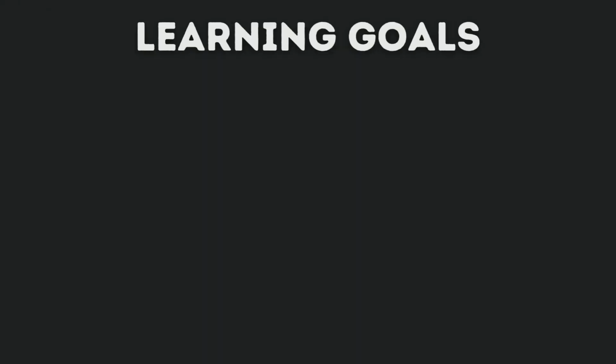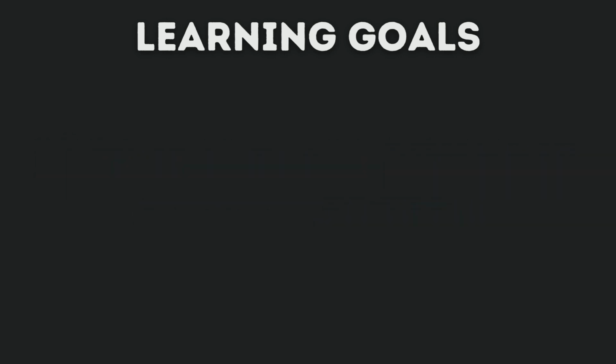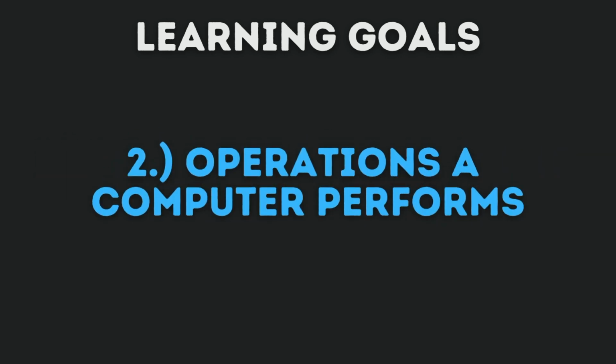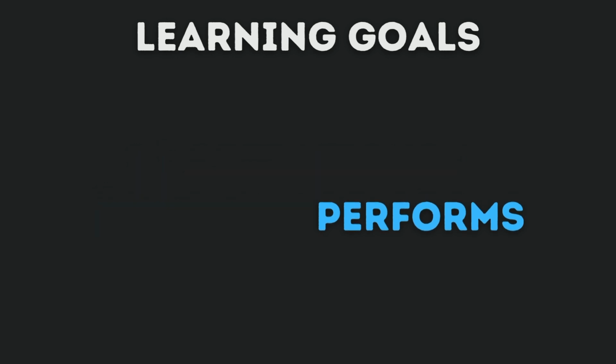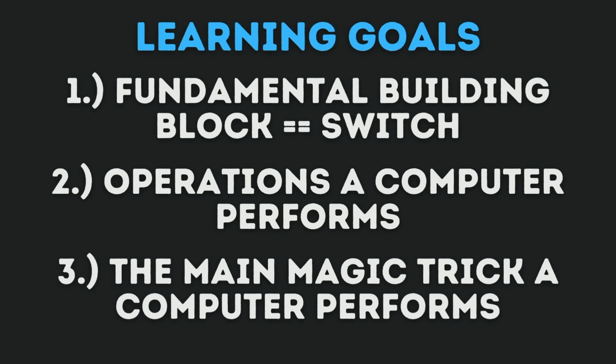This video will examine how the fundamental building block of a computer resembles a switch, what operations the brain of a computer, the central processing unit, or CPU, does with these building blocks, and we'll demystify the magic trick behind why computers help us in so many tasks.